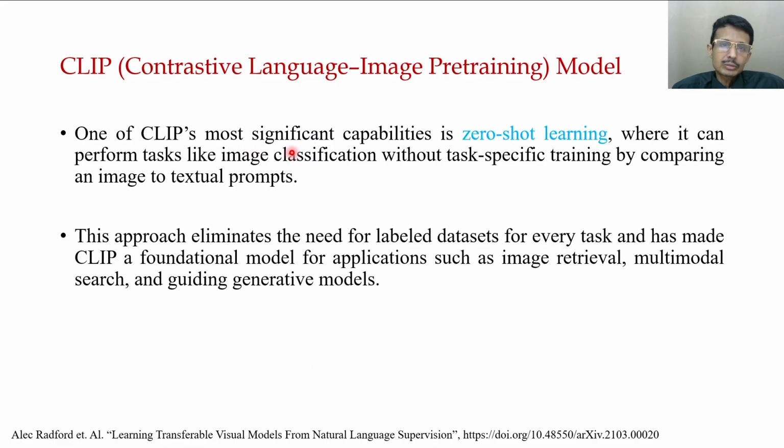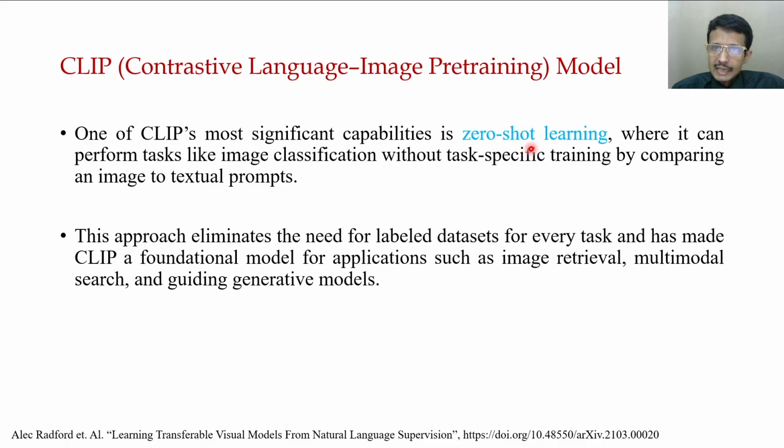Next, another most important capability of CLIP is zero-shot learning. What do we mean by zero-shot learning? We learned previously that without having a single image at training time, if we know the class, we can use some semantic relations, and with the known class we can classify a test image to a particular class. That is basically zero-shot.